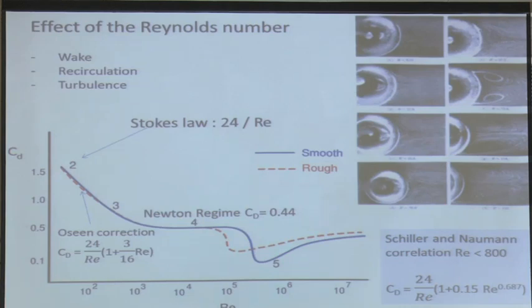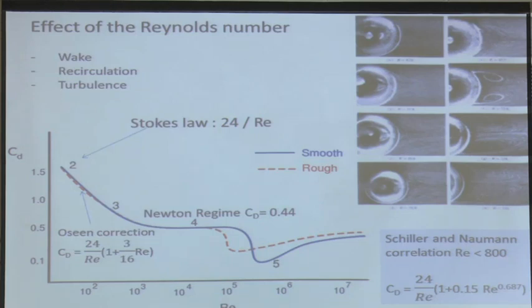Okay, so this is what you can observe if you do an experiment. And what is the effect of that on the drag? Because, of course, if the flow is different, you remember that the drag force is the integral of the viscous stress plus the pressure. If the flow is different, the velocity field is different, the pressure field is different. So of course, the integral of all these stresses will be different. So we expect that the force is different.